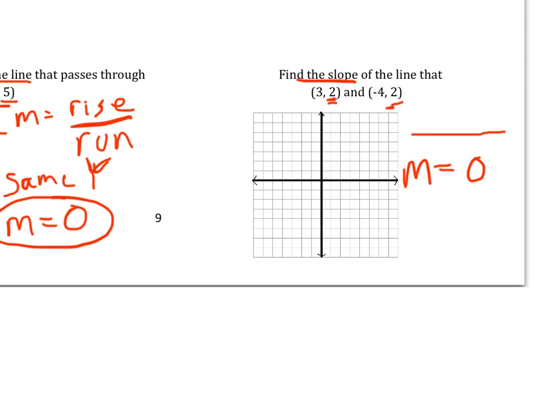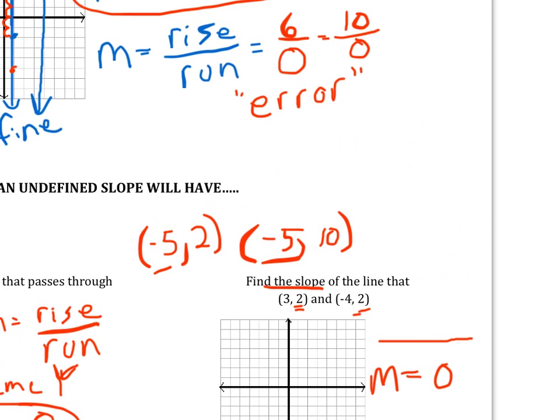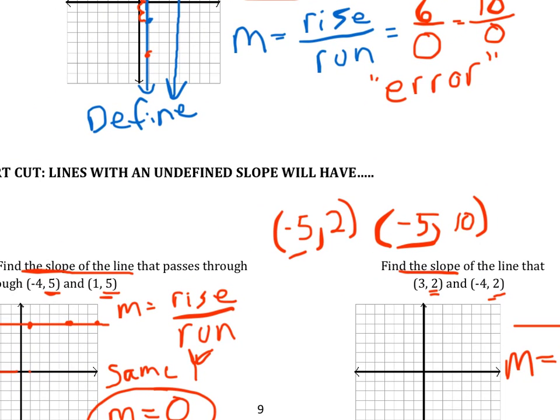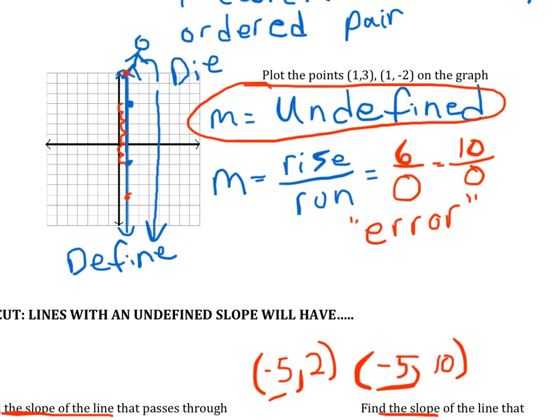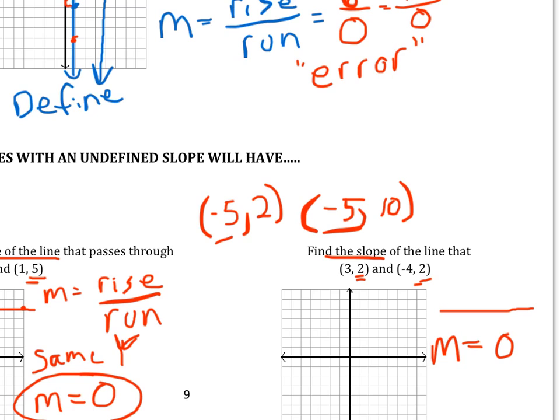Okay. Now, what if it gave you something like these 2 ordered pairs? So let's do another example. -5, 2, and the other one is -5, 10. What do you notice about these 2? Well, the x's are the same. And if we go back up here, when the x's are the same, we know that the slope is going to be undefined.